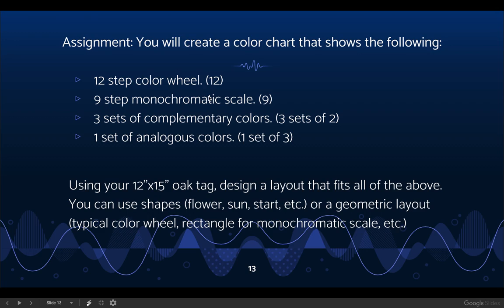A 9-step monochromatic scale, so 9 boxes, like we do with the value scale, where it goes from light to dark of whatever color you choose. 3 sets of complementary colors, so you want to do 3 sets of 2 shapes, so red and green, blue and orange, yellow and purple, and then 1 set of analogous colors, which is your choice.